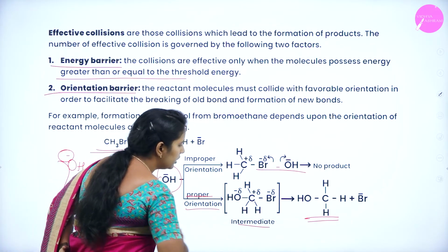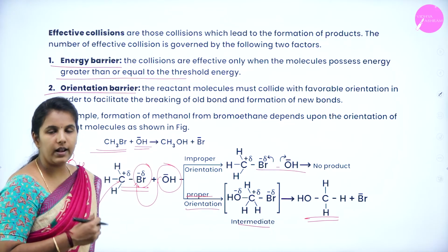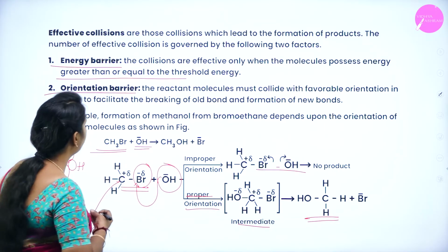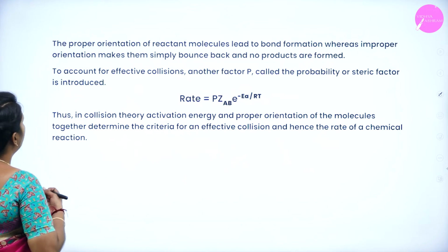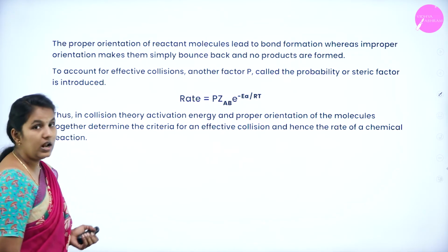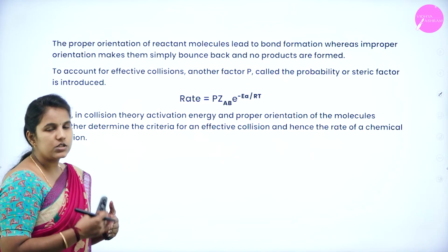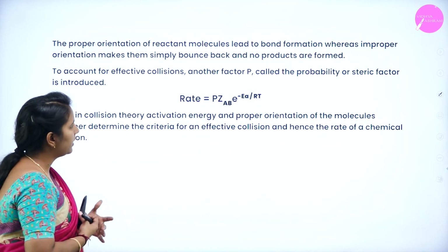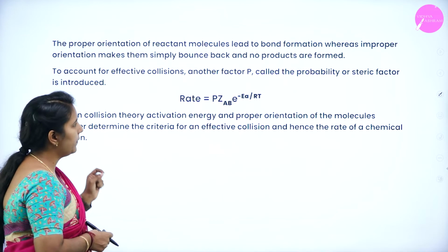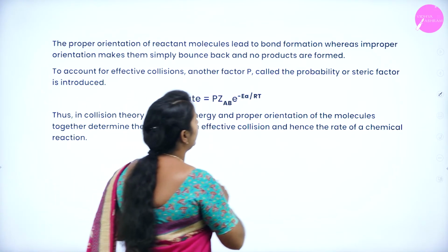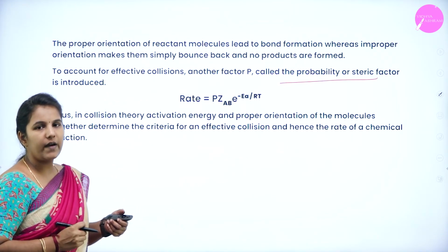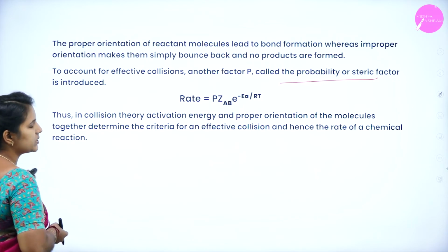This is how the orientation of the nucleophile is also very important when we are talking about the effective collision. So the proper orientation of the reactant molecules leads to bond formation, whereas improper orientation does not make the molecules undergo product formation. In such a situation, to account for the effective collision, another factor called P, known as the probability or steric factor, is introduced. What does P represent? The probability factor or steric factor.